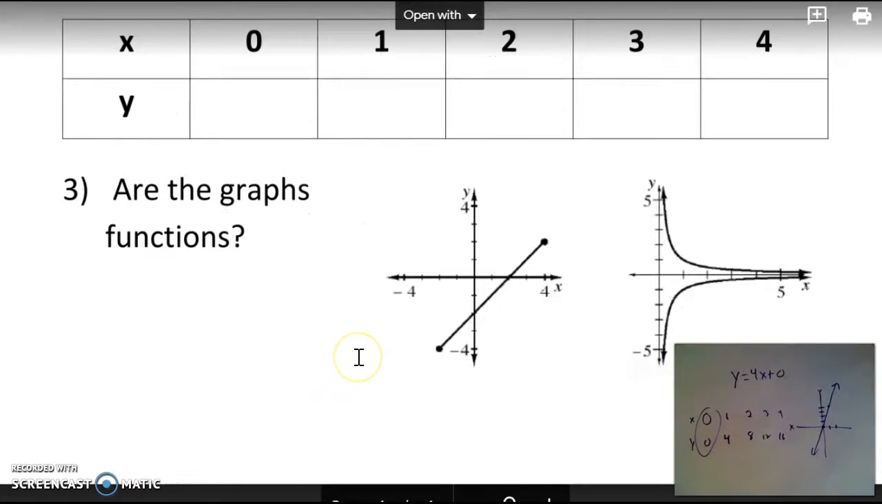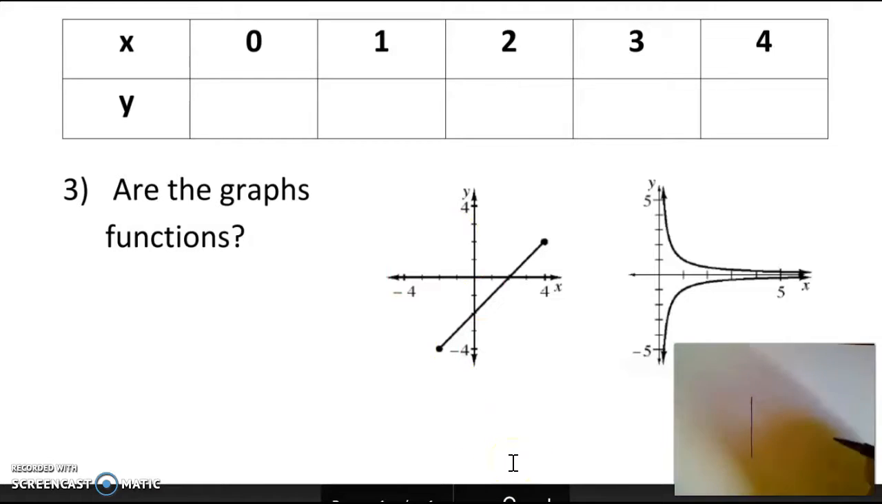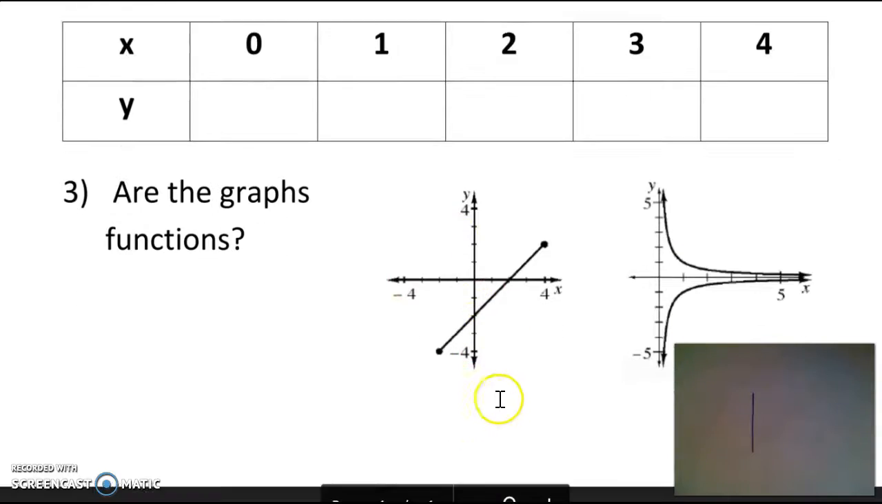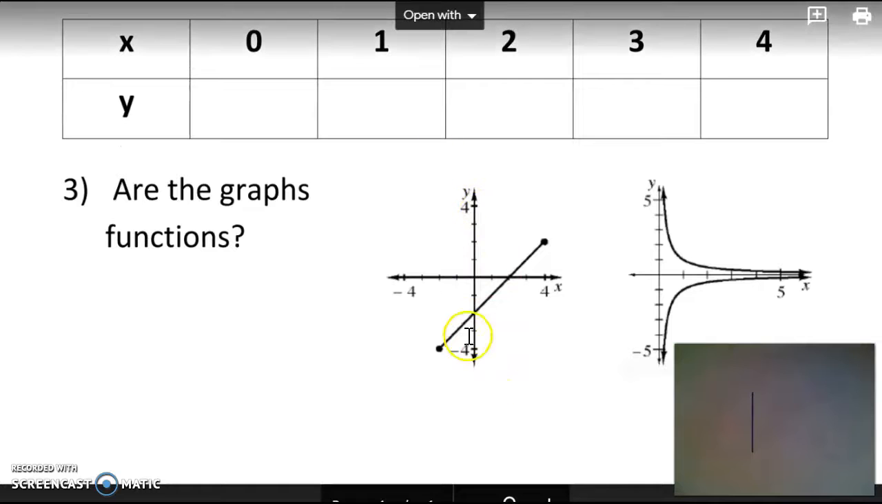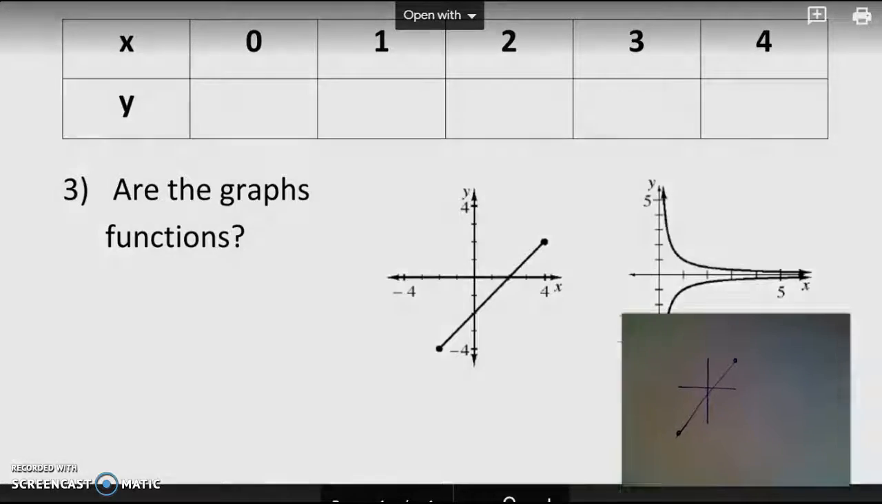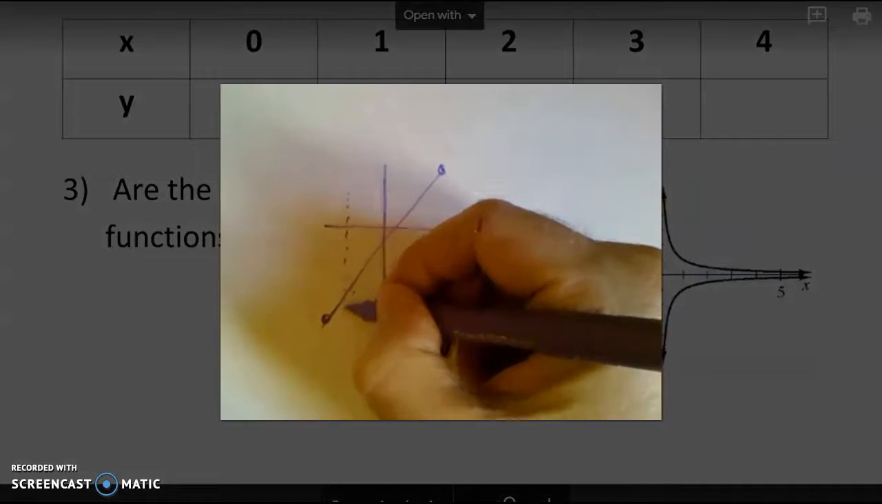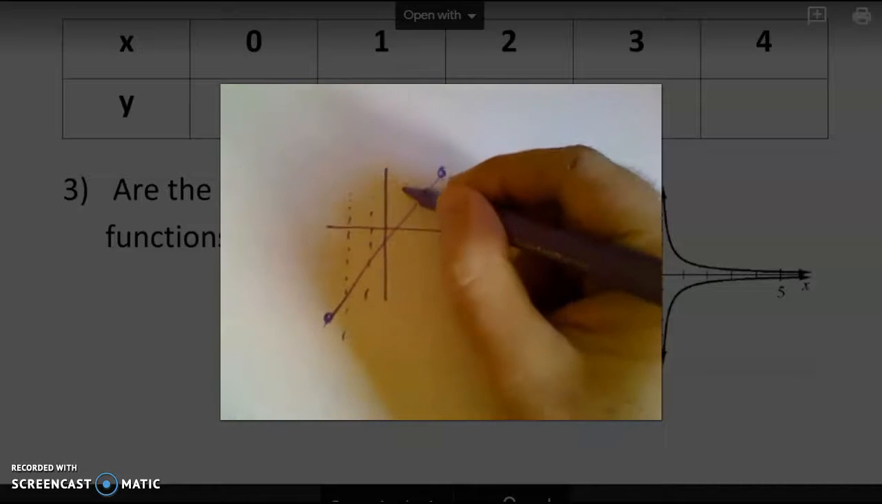The last question is a refresher on functions. Remember, one way of knowing if it's a function from a graph is to do the vertical line test. So if I were to draw a vertical line through this graph, would it cross it more than once? So let's say this is the graph that I have. If I draw a vertical line anywhere through here, how many times do those lines cross the graph?